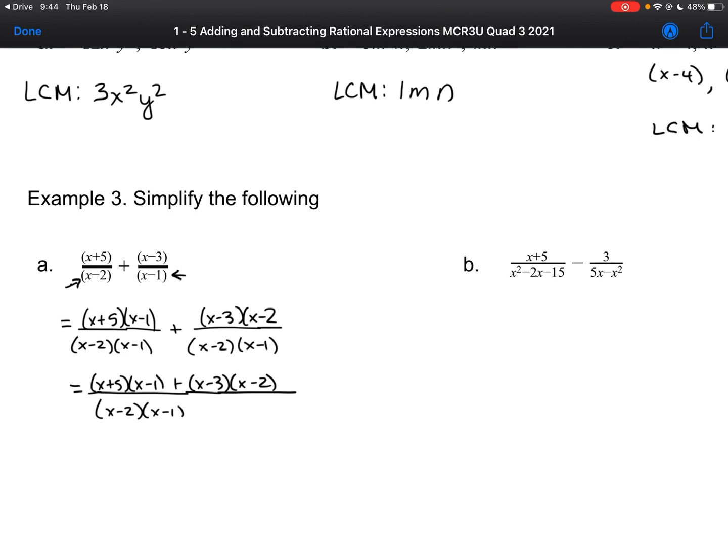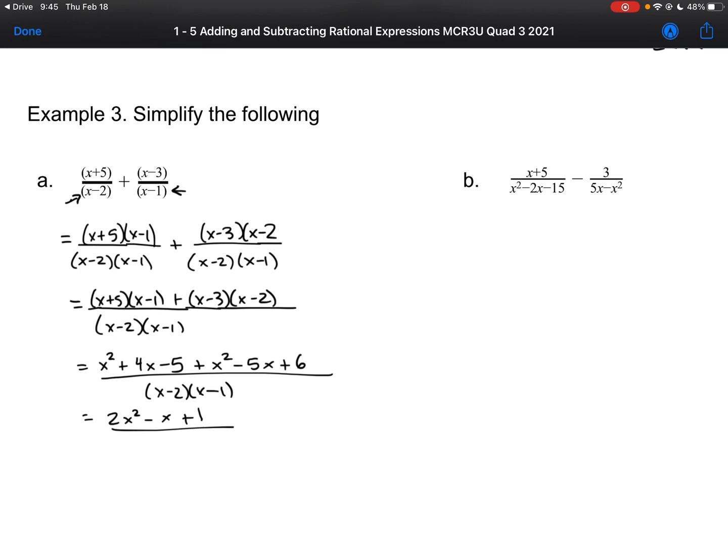Now the bottom is as simple as it can get, but I should expand, collect like terms, and then factor the top. So expanding my first 2 binomials, I'm going to get x squared plus 4x minus 5. Expanding my second 2, I'm going to get x squared minus 5x plus 6, all over x minus 2, x minus 1. Collecting like terms gives me 2x squared minus x plus 1 all over x minus 2, x minus 1. And I can check and see if I can factor my numerator, but I can't factor, so that's as simple as I can get.